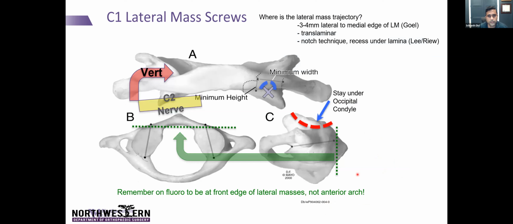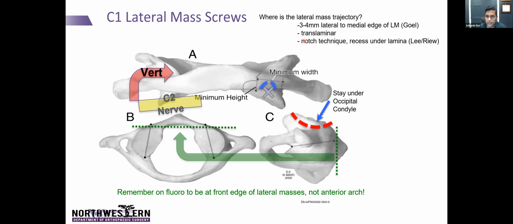Here are examples of the lateral mass trajectory. These are called the Goel-Harms technique because they were the first to describe this. They talked about going 3 to 4 millimeters lateral to the medial edge of the lateral mass, and then you aim slightly medial. There are other techniques, like translaminar, where you go through the lamina because a lot of times it can overhang.